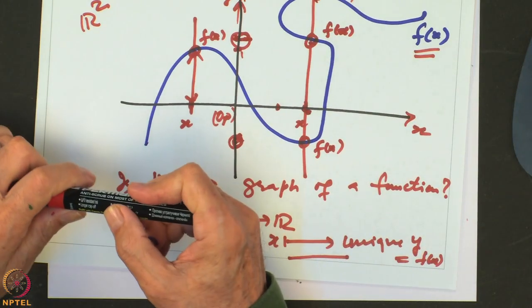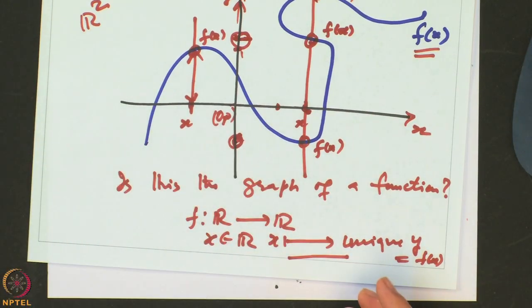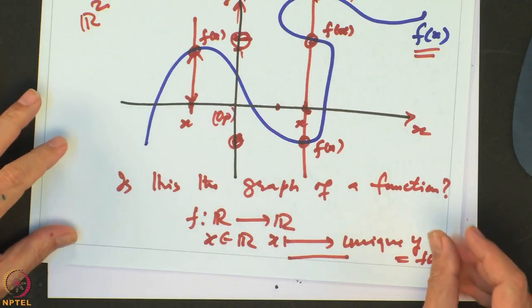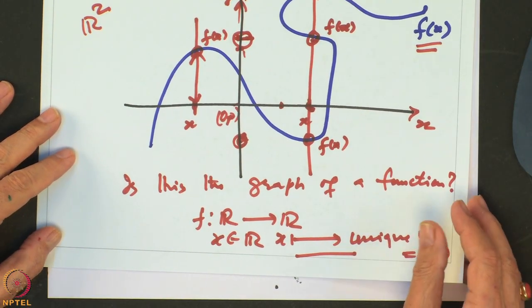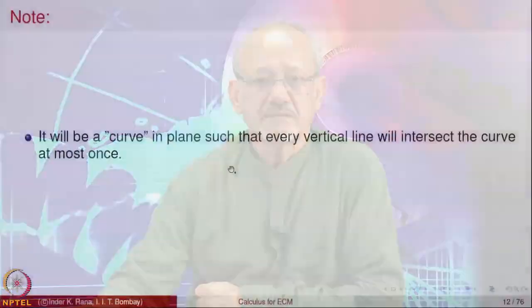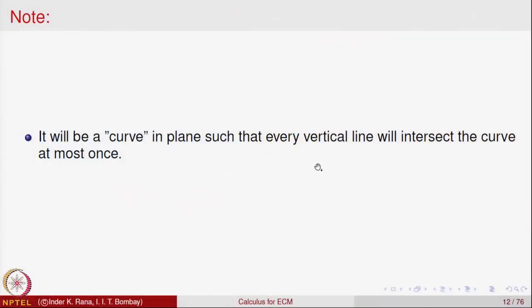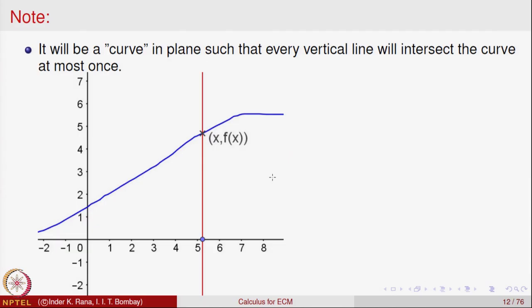So, a test for a curve to be the graph of a function is that every vertical line should intersect it at the most at one point. So, this is what we are saying, that a curve in the plane such that every vertical line will intersect the curve at the most once will be the graph of a function.